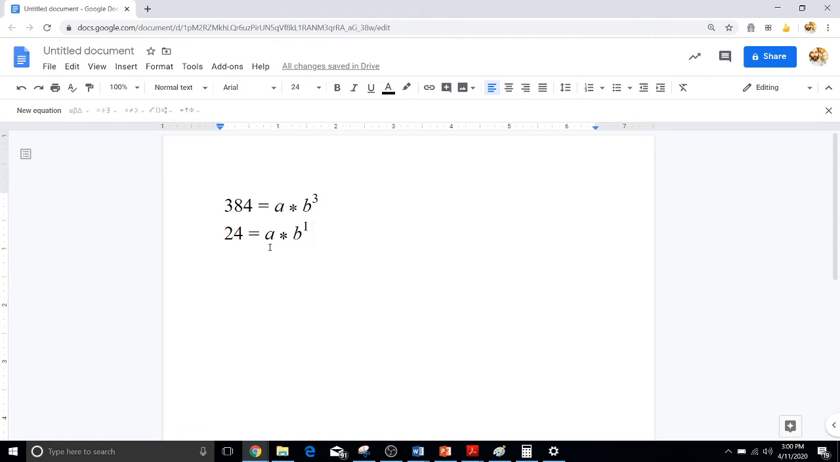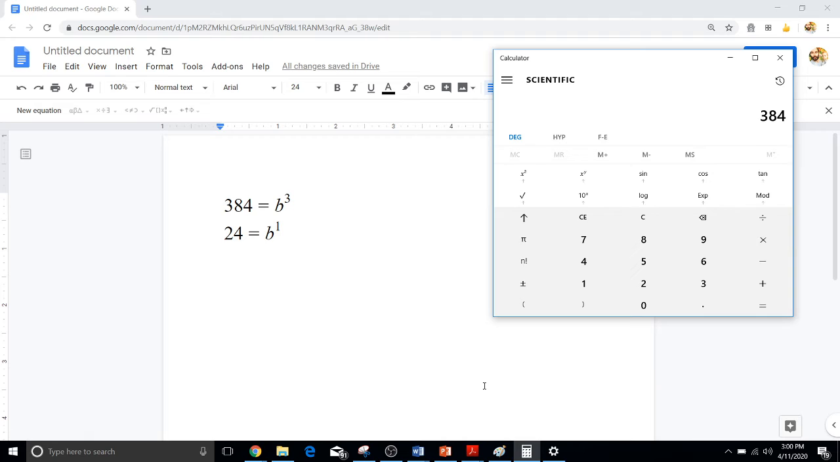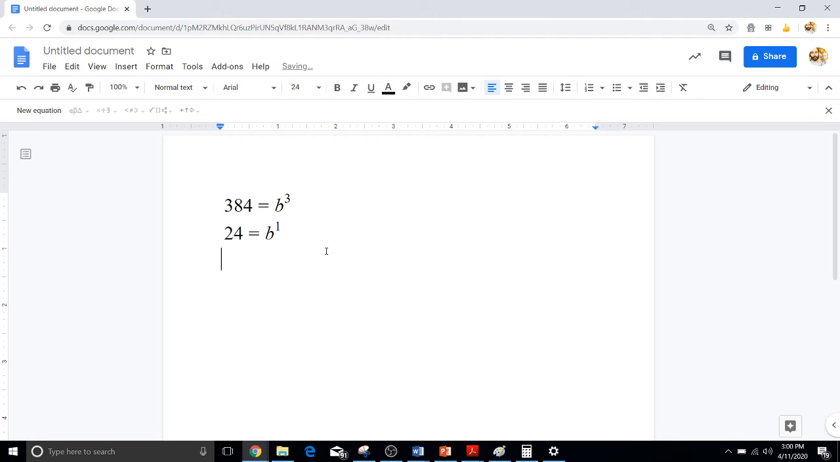We know that a divided by a is going to cancel out. So let's go ahead and do that. Now we're left with 384 over 24 and b cubed over b to the first. Well, this is actually pretty easy. We can take 384 and divide it by 24 by just using our calculator. So 384 divided by 24, well, that's just the number 16. Let's actually write that down below.